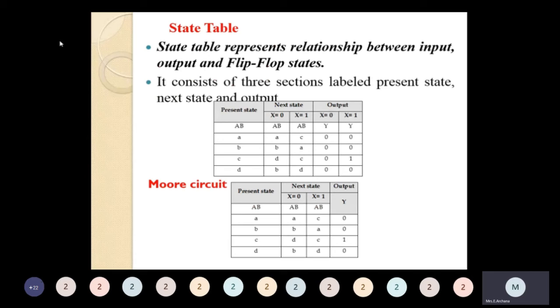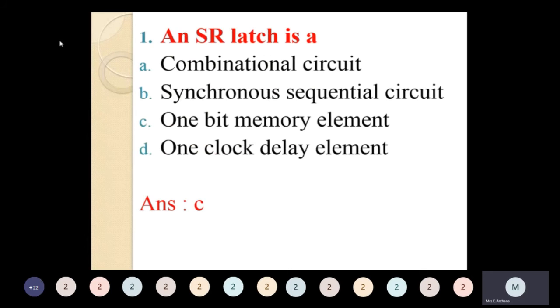Yes, let me see. There are some MCQs on this. The first one: what is an SR latch? Is it a combinational circuit, a synchronous sequential circuit, a one-bit memory element, or a one clock delay element?